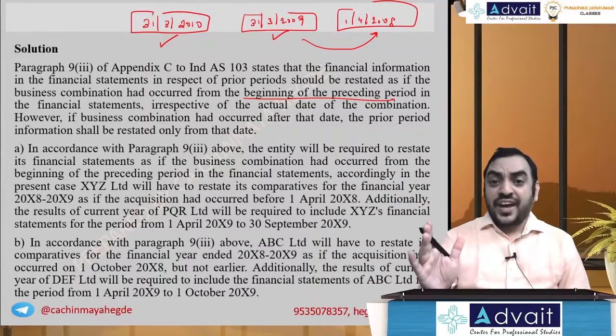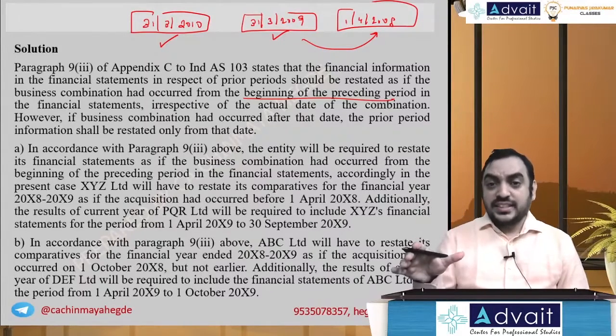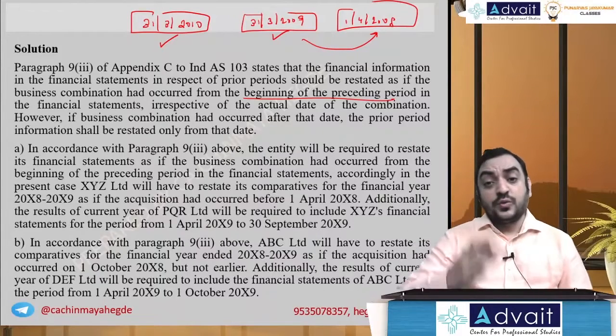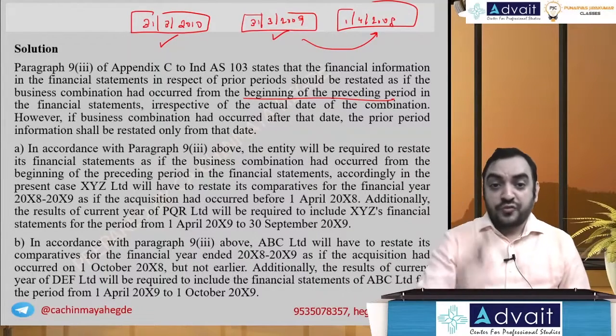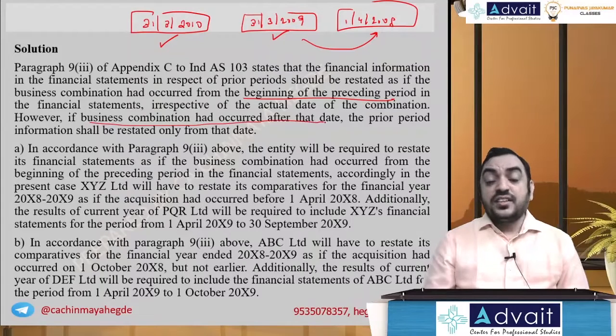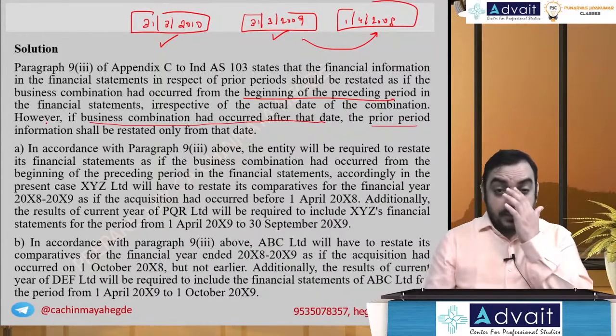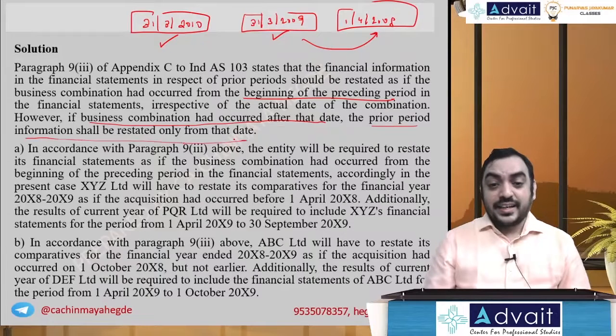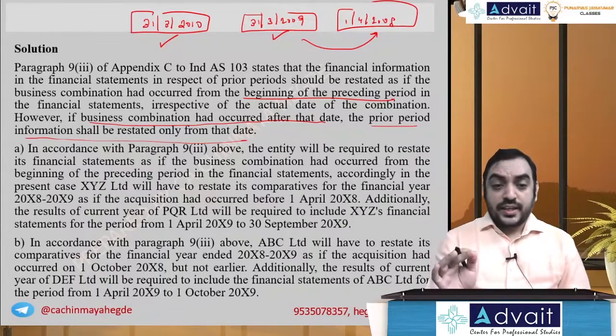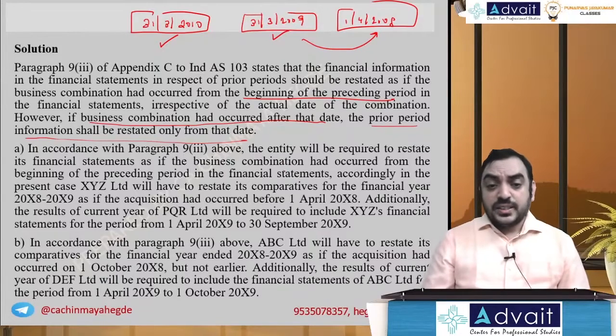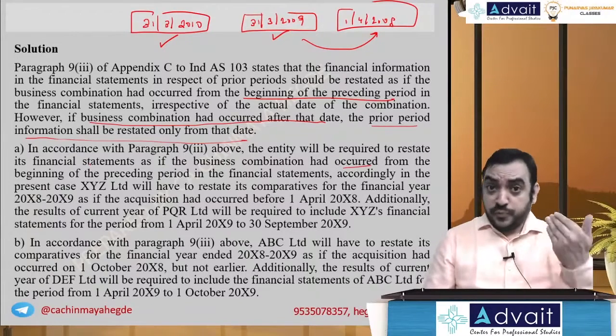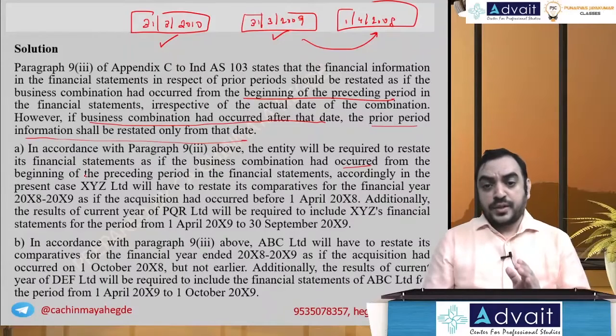So irrespective of the fact that the business combination took place this year, you have to account as if everything was there from two years back, 1/4/2008. And that's what this point says. However, if the business combination had occurred after that date, the prior period information shall be restated from that date. So in accordance with paragraph 9.3 above, the entity will be required to restate the financial statements as if the business combination had occurred from the beginning of the preceding period.